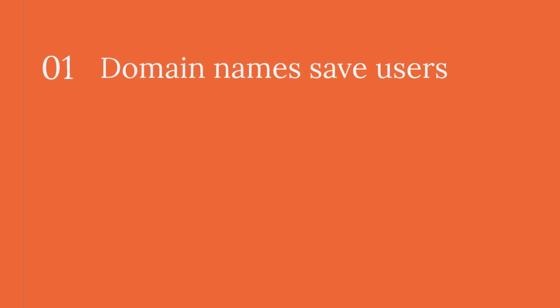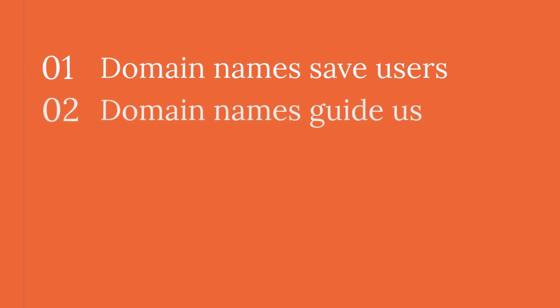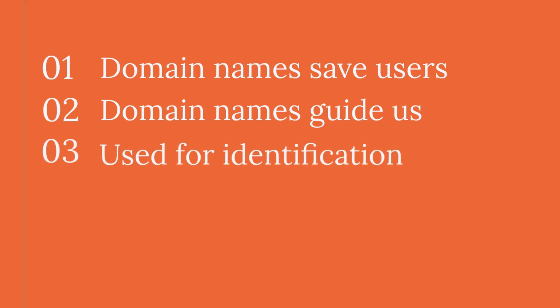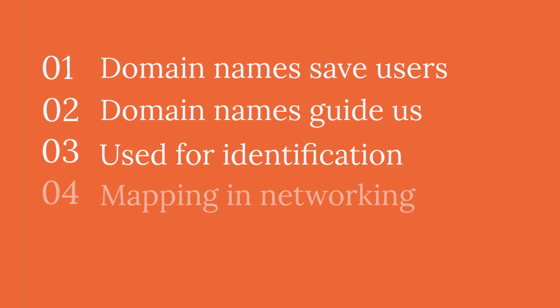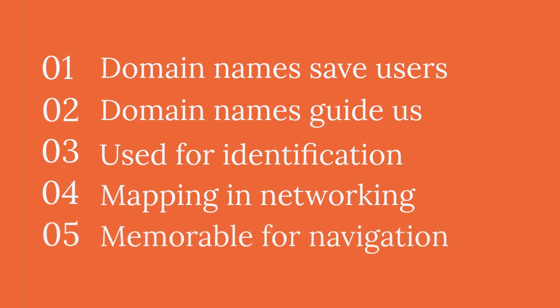Domain names save users from entering direct IP addresses. They act like street names, guiding users to the correct online location. Domain names are used for identification and mapping in various networking contexts. For instance, in www.example.com, example is the second-level domain. Remember, domain names are memorable and crucial for navigation.